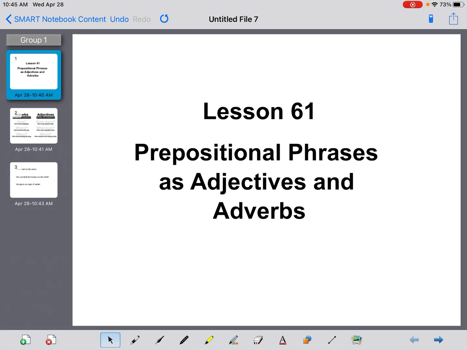So last grammar lesson we looked at prepositional phrases, and today instead of just identifying the prepositional phrase, we're going to also do the added step of identifying whether or not the prepositional phrase is used as an adjective or an adverb. Now we've looked at adjectives and adverbs before, but we were just looking at them as single words. We were identifying one word as being an adjective or an adverb. Prepositional phrases, the whole phrase, can actually act as an adjective or an adverb as well. So that's what we're going to be looking at today.